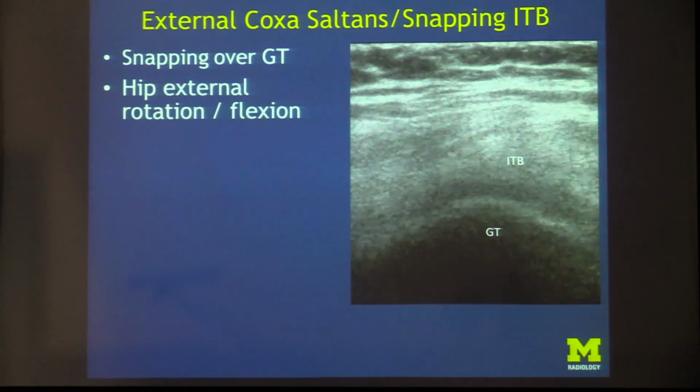And ultrasound is really quite good at showing you that snapping, the dynamic component. So here you have a short axis ultrasound. This is the greater trochanter. Here's your iliotibial band.